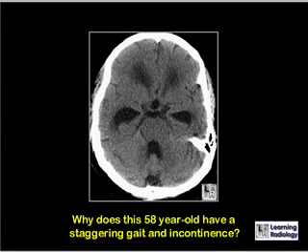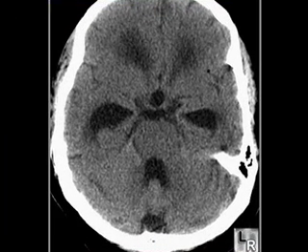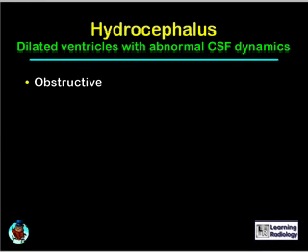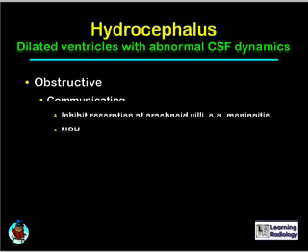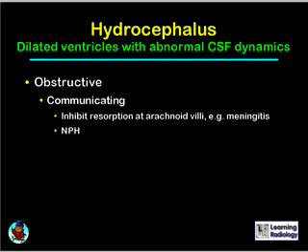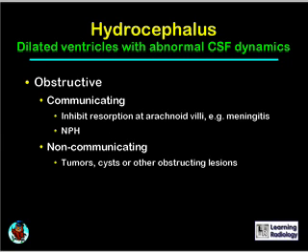Why does this 58-year-old have a staggering gait and incontinence? Before we answer that, let's talk a little bit about hydrocephalus, defined as dilated ventricles with abnormal cerebrospinal fluid dynamics. Hydrocephalus is divided into two major groups. There's obstructive hydrocephalus, which includes communicating, in which there's an inhibition on the resorption of the cerebrospinal fluid at the arachnoid villi, for example from meningitis, or from normal pressure hydrocephalus. And there's non-communicating obstructive hydrocephalus due to tumors, cysts, or other obstructing lesions.